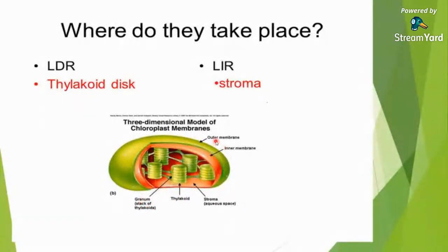This is the outer membrane of the chloroplast, and this is the inner membrane, and the open space is called the stroma part. The light dependent reaction takes place in the thylakoid membrane, and the light independent reaction takes place in the stroma part. The light dependent reaction includes photosystem 1 and photosystem 2, where ATP and NADPH, which are energy storing molecules, are generated, and those are used in the stroma part for the Calvin cycle, where CO2 is converted to carbohydrate.